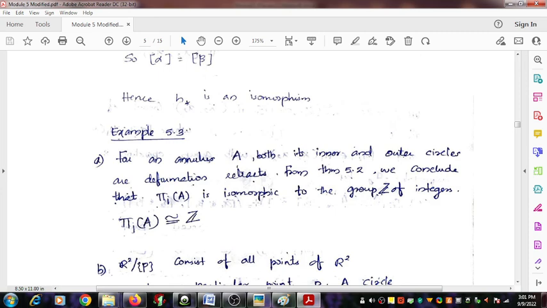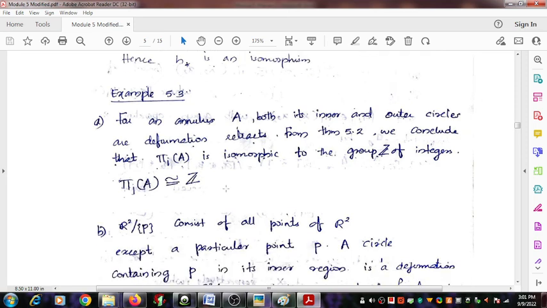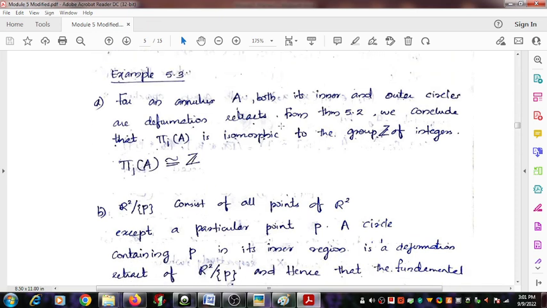So the fundamental group of the annulus A is equal to the fundamental group of the deformation retract. Since the retracts are homeomorphic to the unit circle, their fundamental group is isomorphic to Z, and therefore the fundamental group of the given space, the annulus, is isomorphic to Z. So that is the outcome of this discussion.